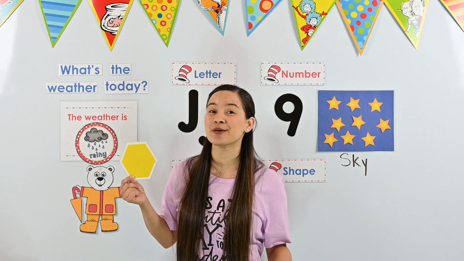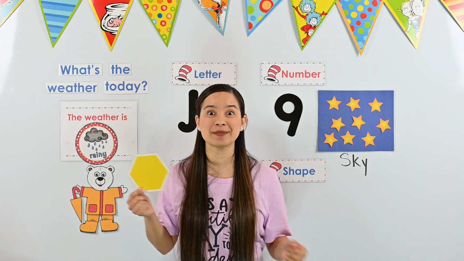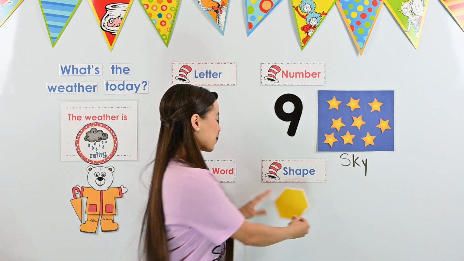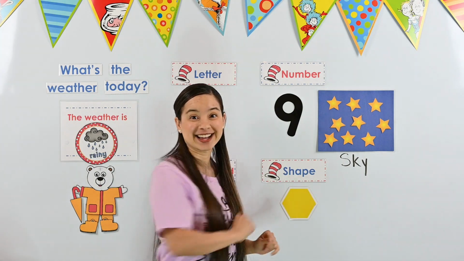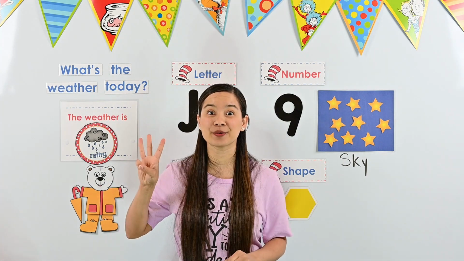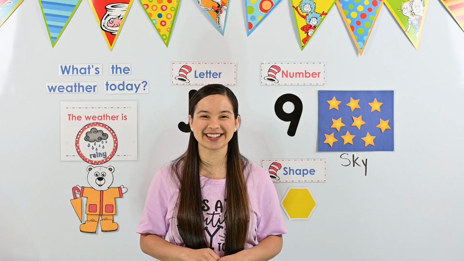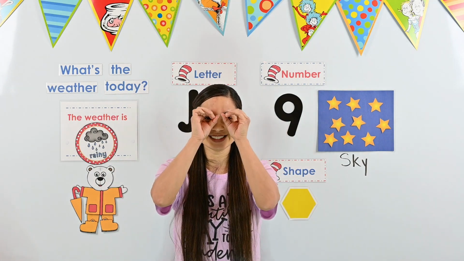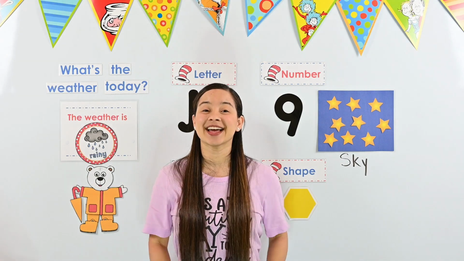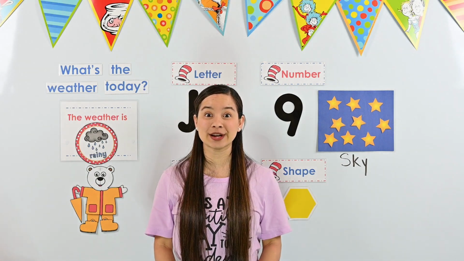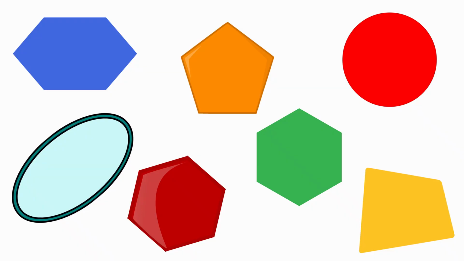Okay, now we are going to be shape detectives. We are going to look for hexagons. There'll be 3 of them. Are you ready? Put on your detective goggles. Perfect. Can you help me find the 3 hexagons? Remember, a hexagon has 6 sides and 6 corners.